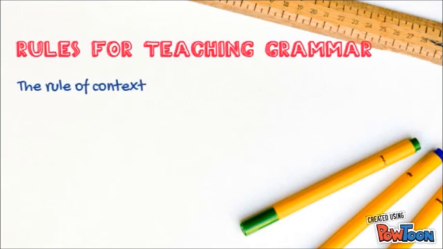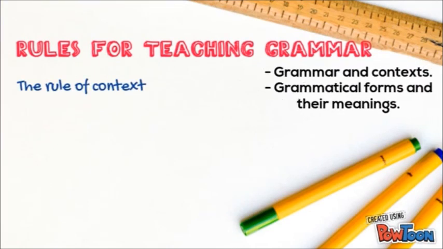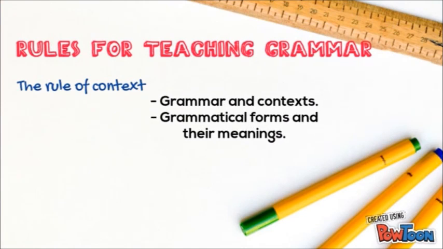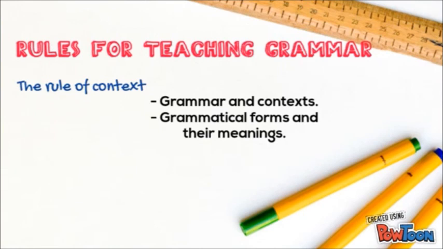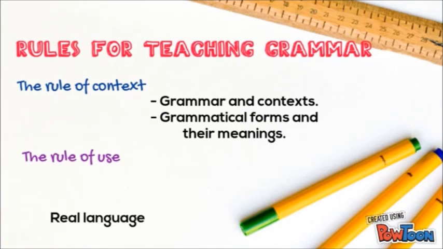Remember that grammar works at the same time with context. For example, if you want to talk about simple past, you can put your students to talk about their childhood. That's context. Now the second rule is the rule of use. That, in other words, is to use real language.